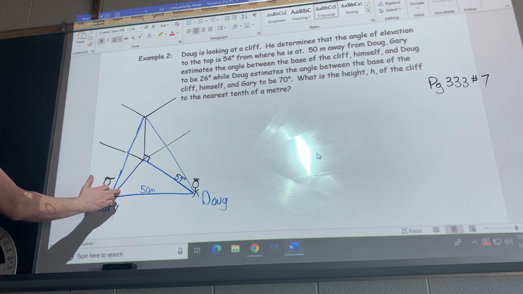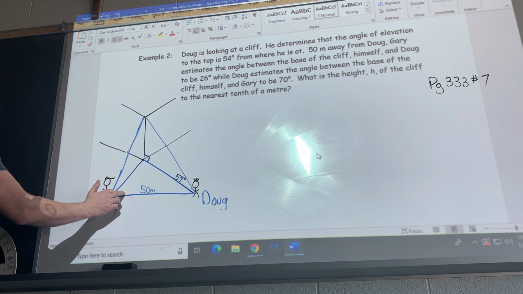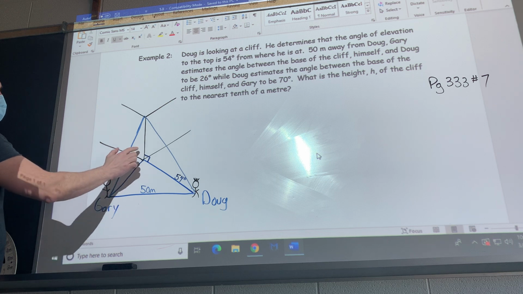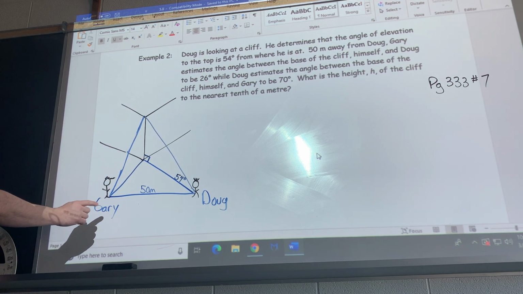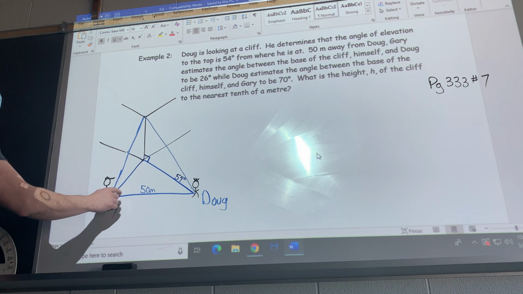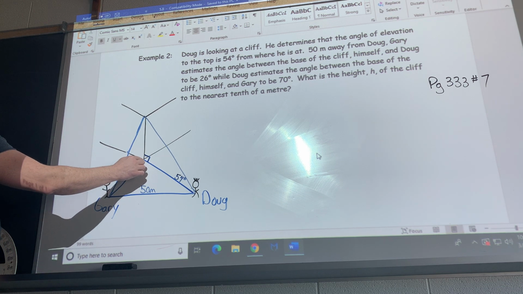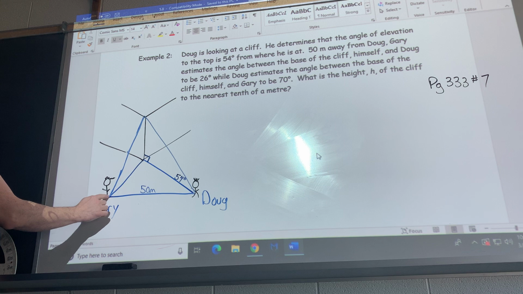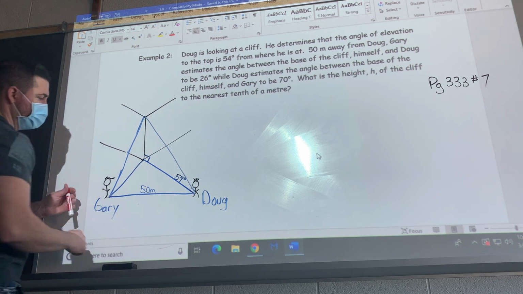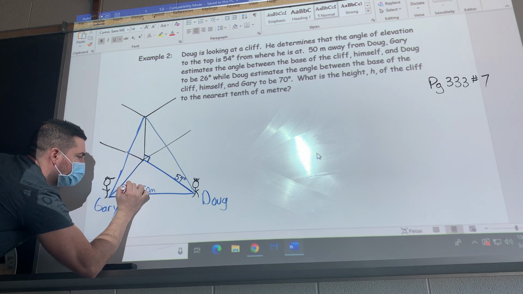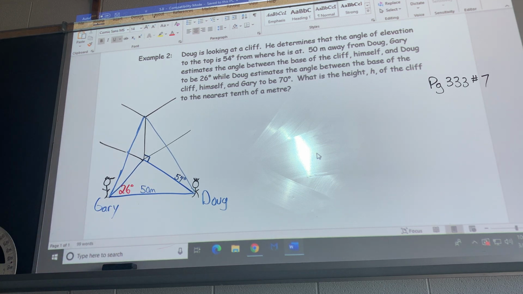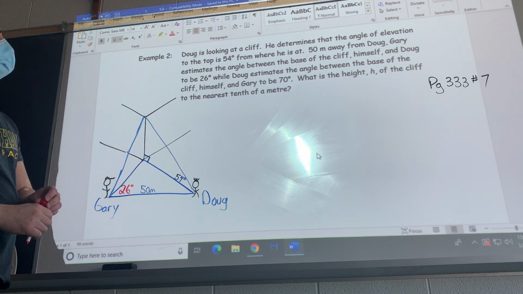I would say it should probably go here. If it said himself, the cliff, and then Doug, then I would probably say it was here. But let's go with this part here, because it says the cliff, himself, and Doug. So I would put the 26 here. But that's what I first thought. I was thinking, Adrian. I haven't done this question in a couple of years.